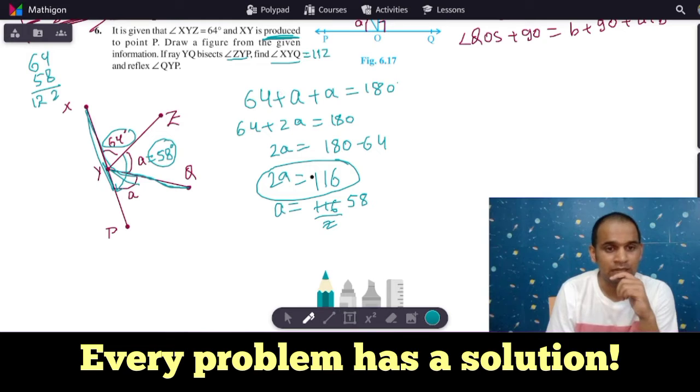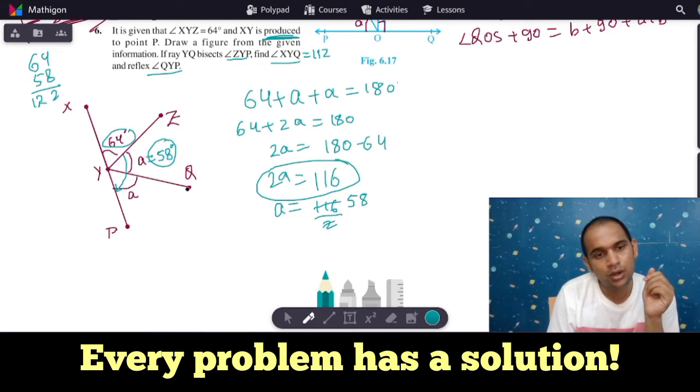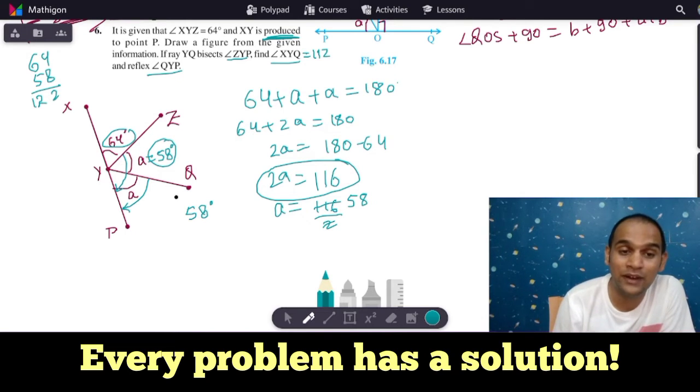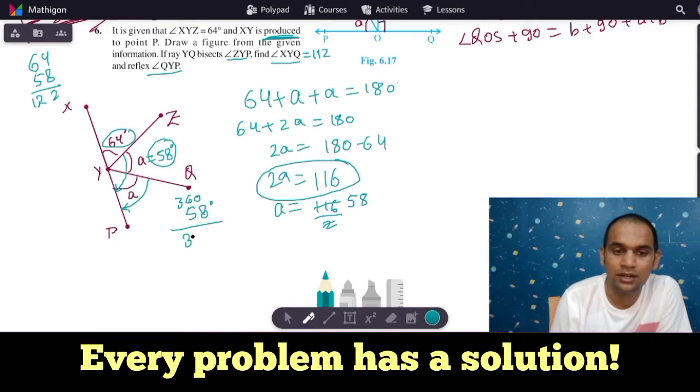Okay. Now, we need to find the next angle. We need to find reflex of QYP. So QYP, that is this angle we need to find. This angle is 58 degrees, obviously. Now if we need to find the reflex, just subtract it from 360, you get 302 degrees. So the other angle we have found is 302 degrees.